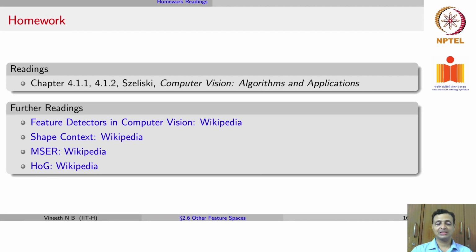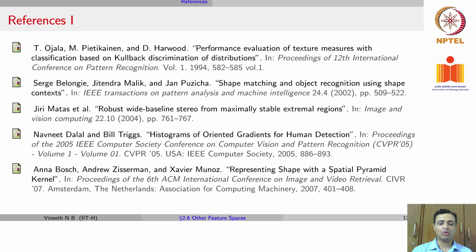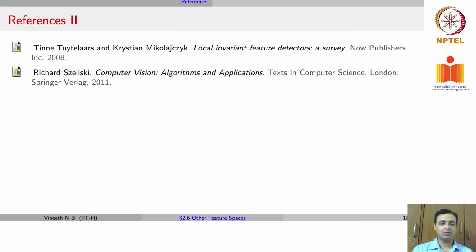So the homework for this is going to be reading chapters 4.1.1 and 4.1.2. If you're further interested in other feature detectors, please do read some of these links as well as some of these references. In particular, this reference gives an overview of various different feature detectors if you're interested.